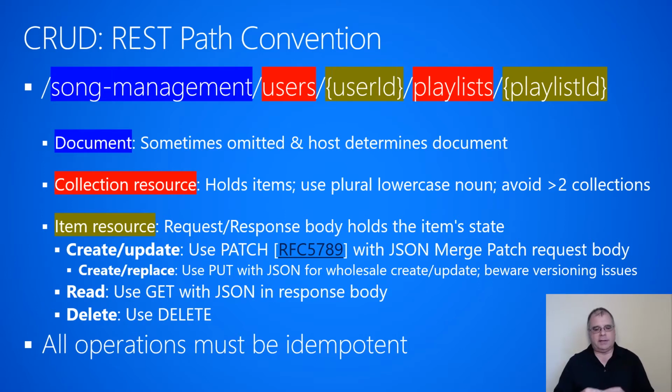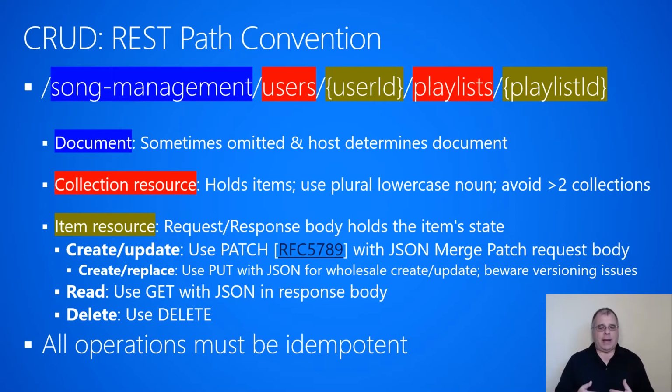So let's take a look at an example. To do the standard CRUD-like operations, you might create a REST path that looks something like this. After the HTTP scheme, colon slash slash, and then the host name, then we have a slash and the rest of the URL path. So we might have something like /song-management. Song management is the name of a document that contains the resources. Sometimes this is omitted and the actual host name, that is the name of the service, represents the document itself.